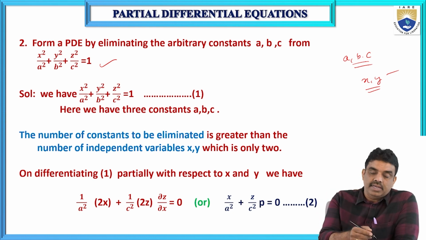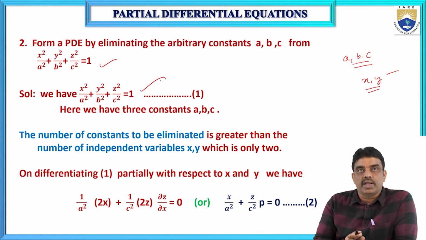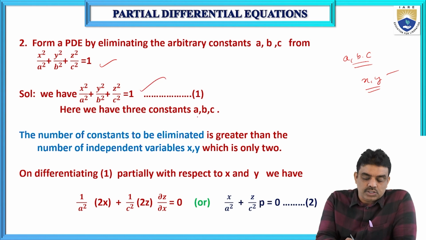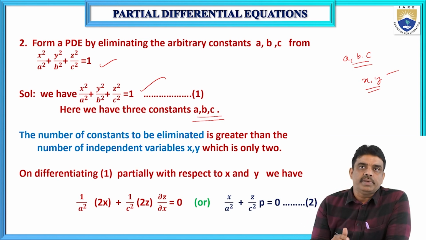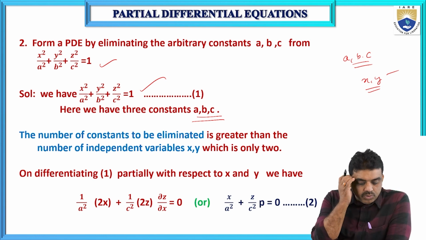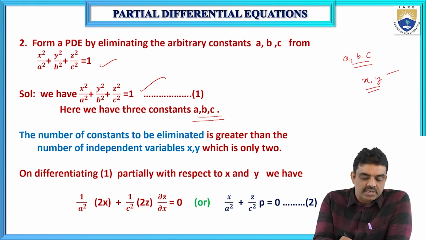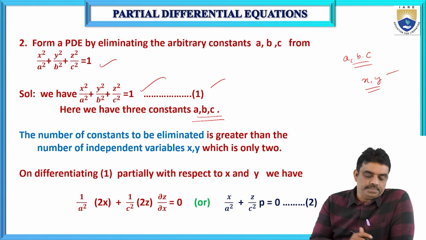First consider the given equation x square by a square plus y square by b square plus z square by c square is equal to 1. Here we have 3 constants to be eliminated, that is a, b, c. So the number of constants to be eliminated is greater than the number of independent variables x and y, which is only 2. So the procedure is, first we differentiate equation 1 partially with respect to x as well as y.